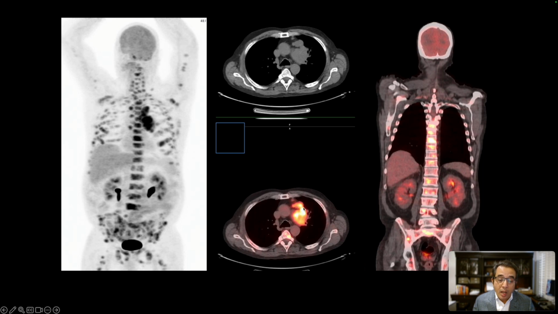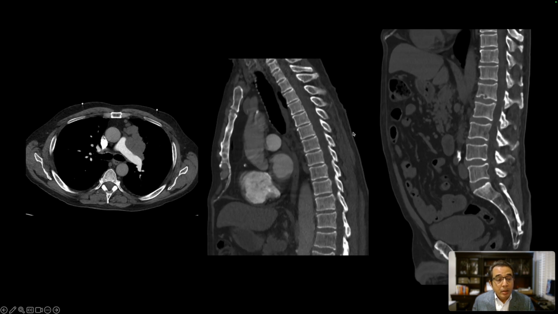There are adjacent hypermetabolic lymph nodes. And here is a coronal fused PET-CT image showing these multiple foci of intense uptake involving their axial skeleton. The interesting finding about this patient is that these lesions in the bones were completely negative on their CT.